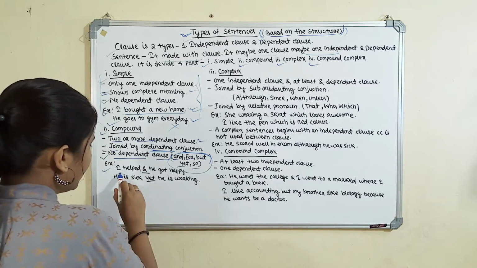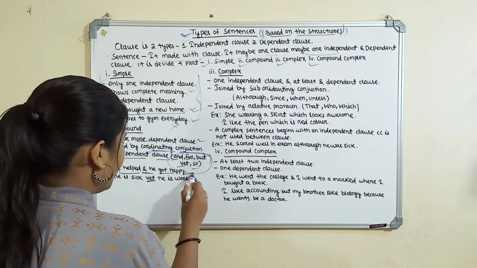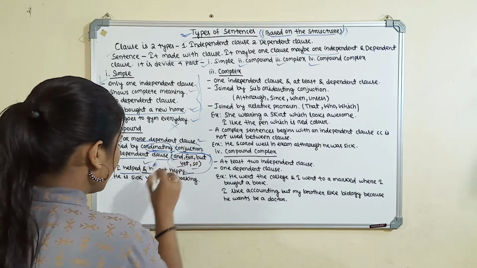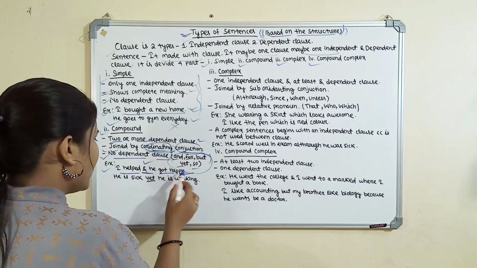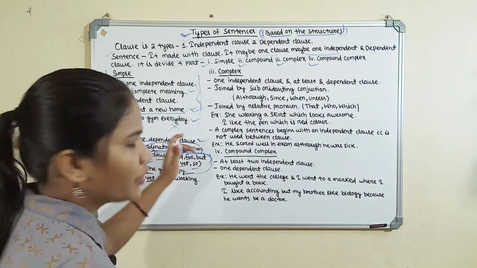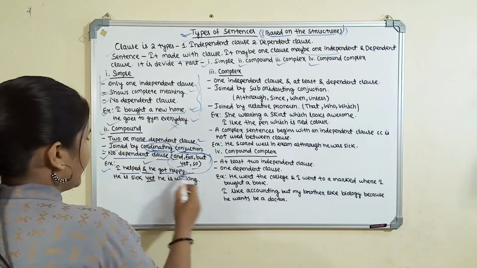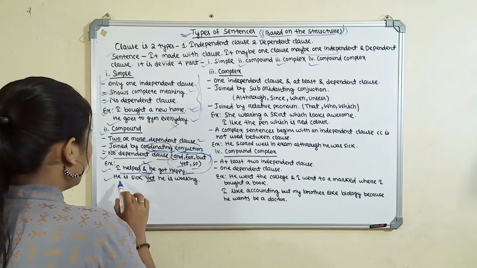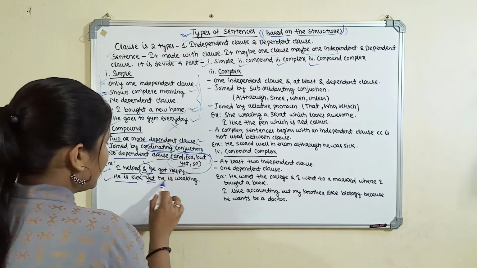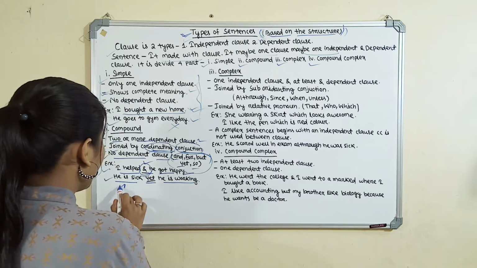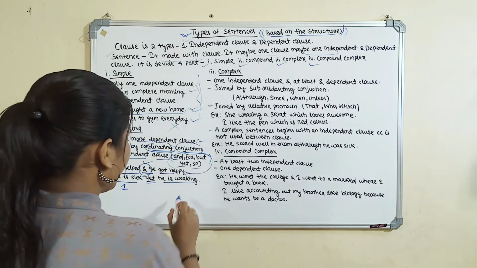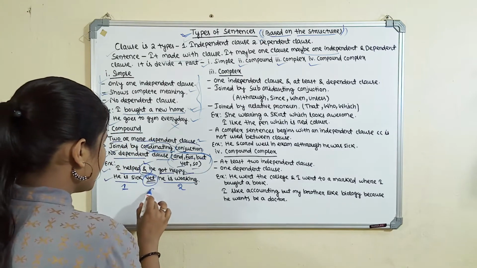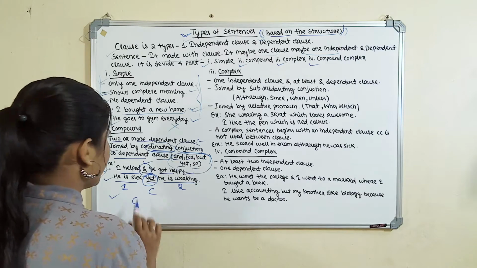For example, I helped and he got happy. And here is the coordinating conjunction, joining two or more independent clauses. And is the coordinating conjunction here. The second one is, he is sick, yet he is working. It has one independent clause and another independent clause joined by a coordinating conjunction, so it is called a compound sentence.